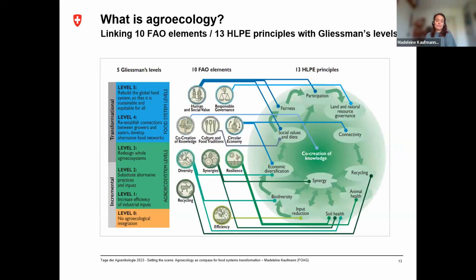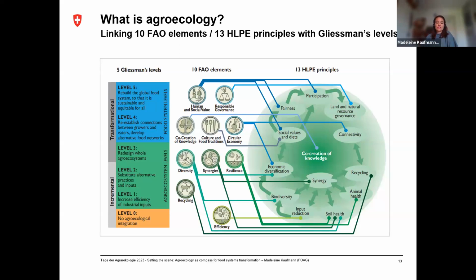Next slide, please. So the scientist Gliessman proposes a 5-level system for classifying the transformation of food system based on agroecology. The graph here compares them with the 13 principles on the very right and the 10 elements in the middle of this slide. And I truly experience that this graph helps to explain what agroecology is and how it differs from other approaches like organic or regenerative agriculture.